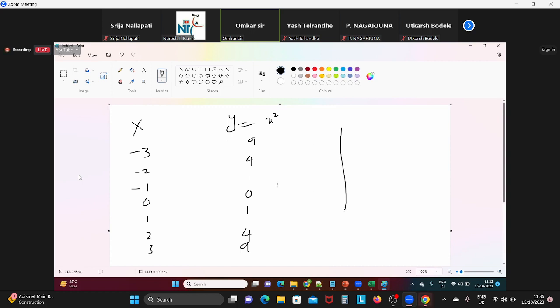Now draw the graph. When x is equal to 0, y is also 0. When it is -3, -2, -1, 0, 1, 2, 3. At -3, the value is equal to 9, and this is 4, this is 1, this is 0, and again this is 1, this is 4, this is 9. That's why the graph is coming like this, a parabola.